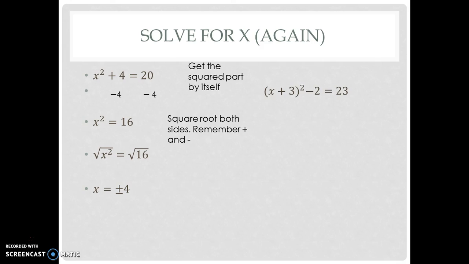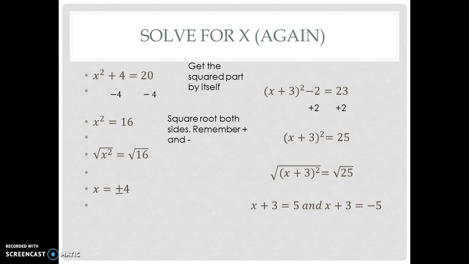Alright, let's try just a little bit harder one. This says (x plus 3) all squared minus 2 equals 23. So I'm going to get the squared part by itself first. I'm going to add 2 to both sides. Alright. That ends up giving me (x plus 3) squared is equal to 25. Now I'm going to square root both sides again. Alright, when you square root, the square goes away, and the square root of 25 is 5, both positive and negative.